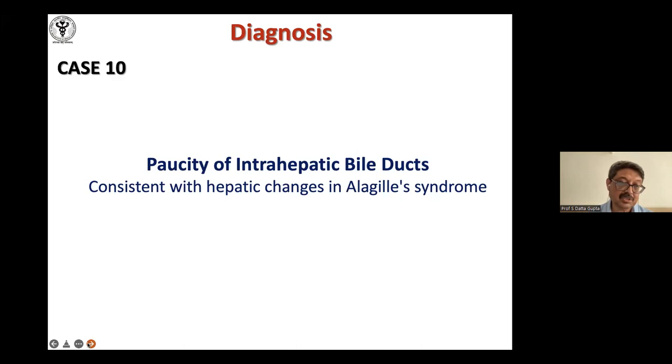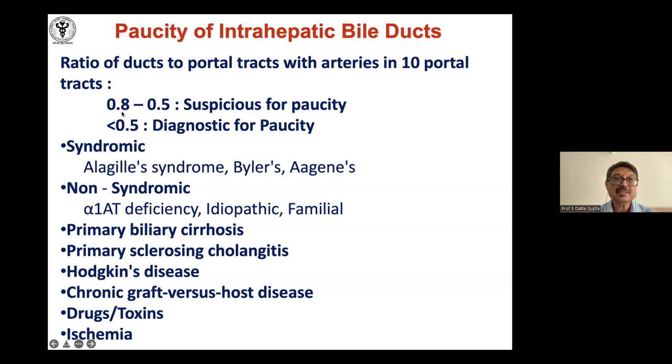Normally, if you find arteries, the bile ducts are seen in the portal tracts. The ratio of bile ducts to the portal tracts is about 0.8. If it is less than 0.5, it is diagnostic for paucity. Between 0.8 and 0.5, it is suspicious for paucity.